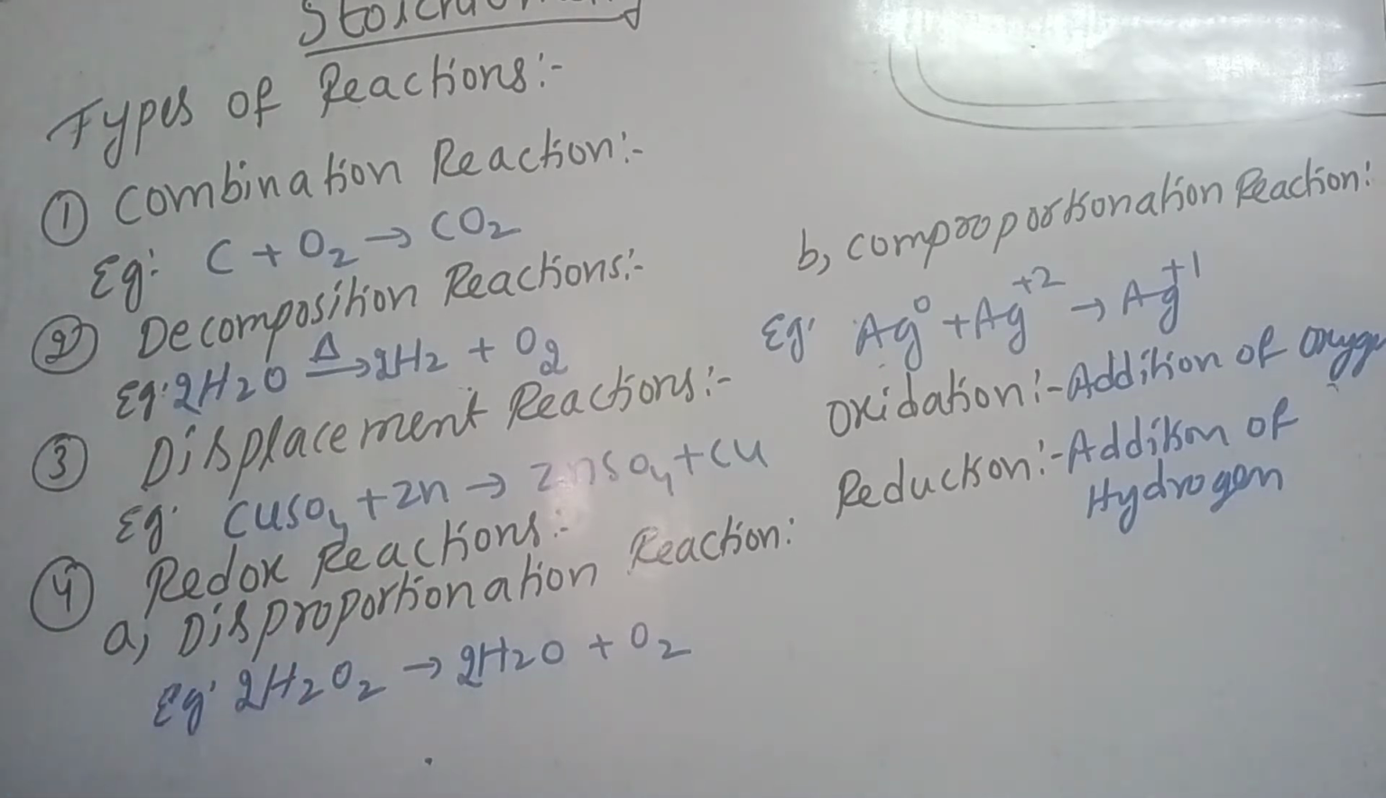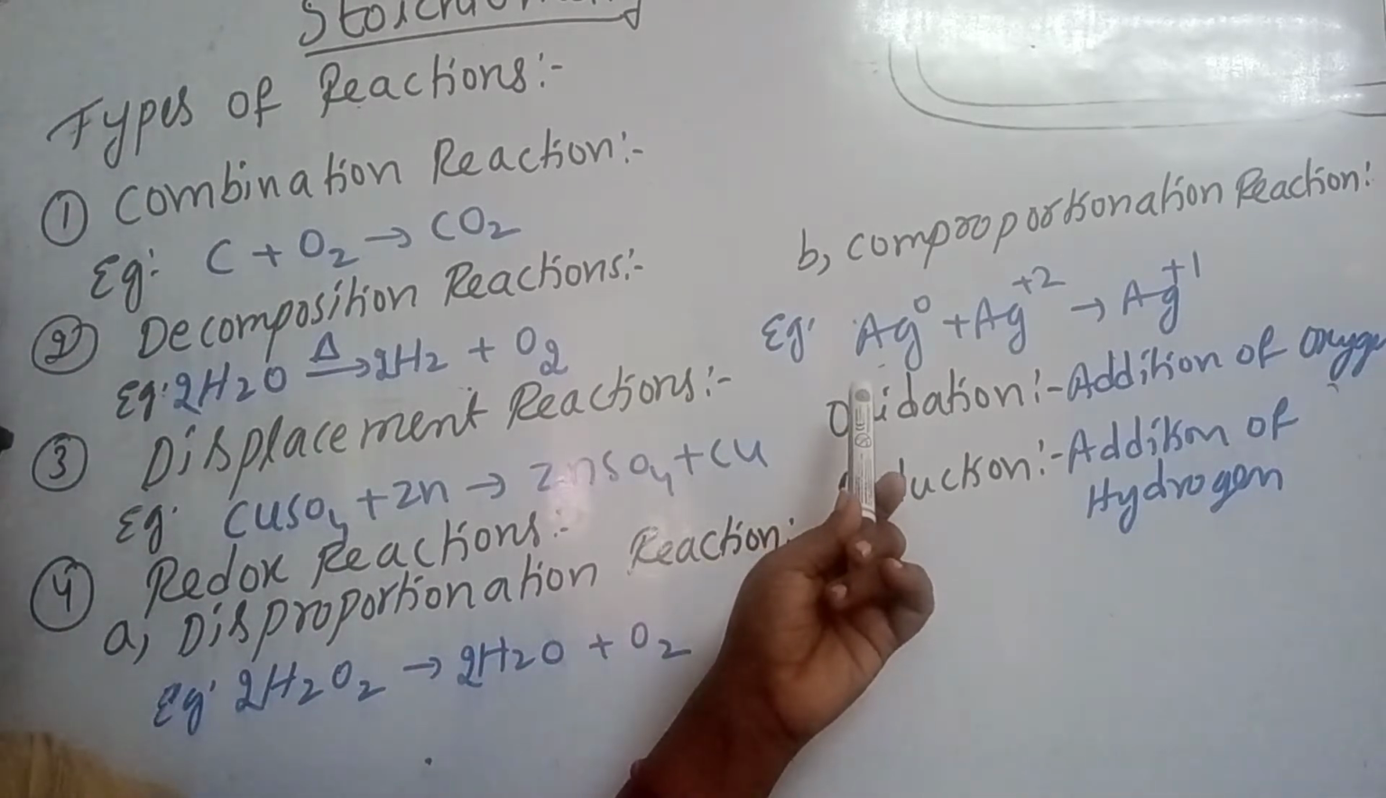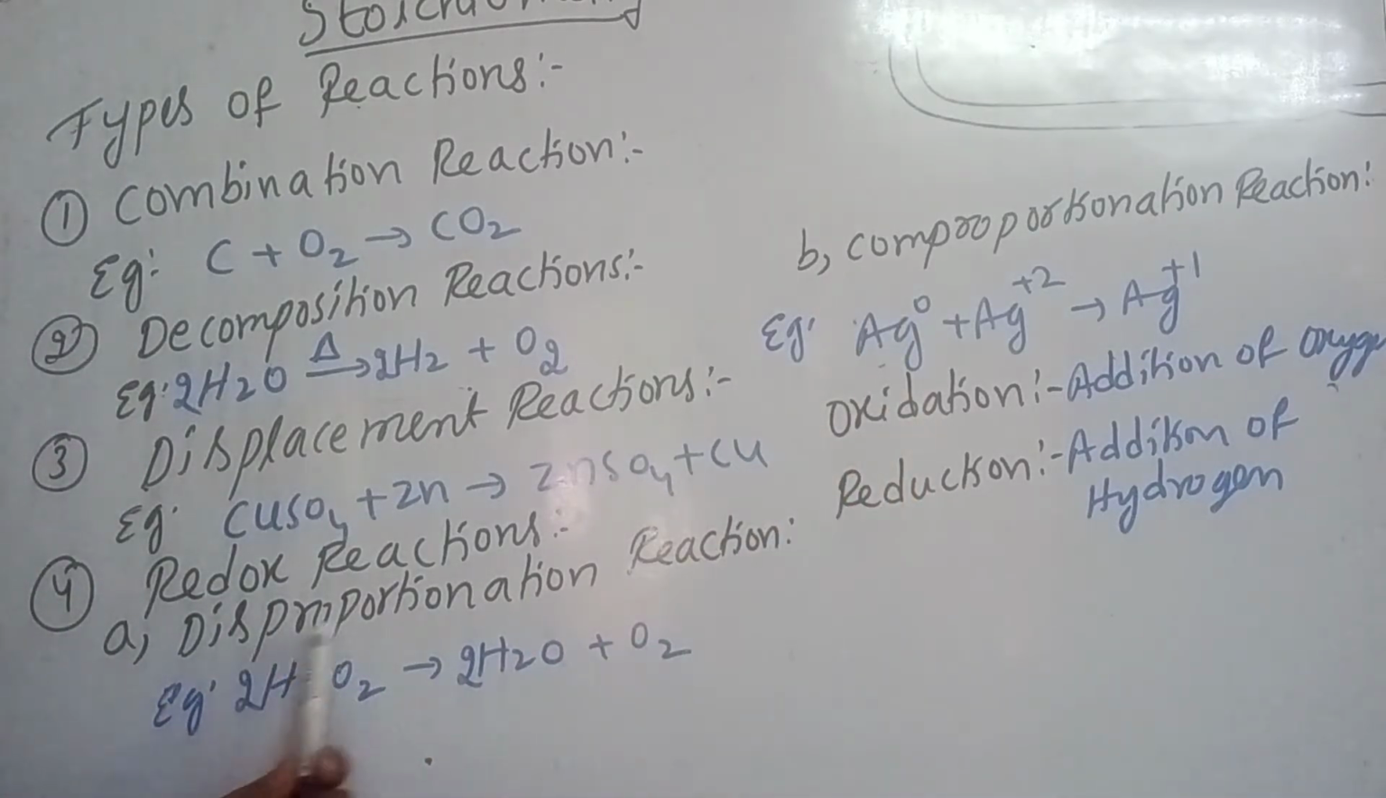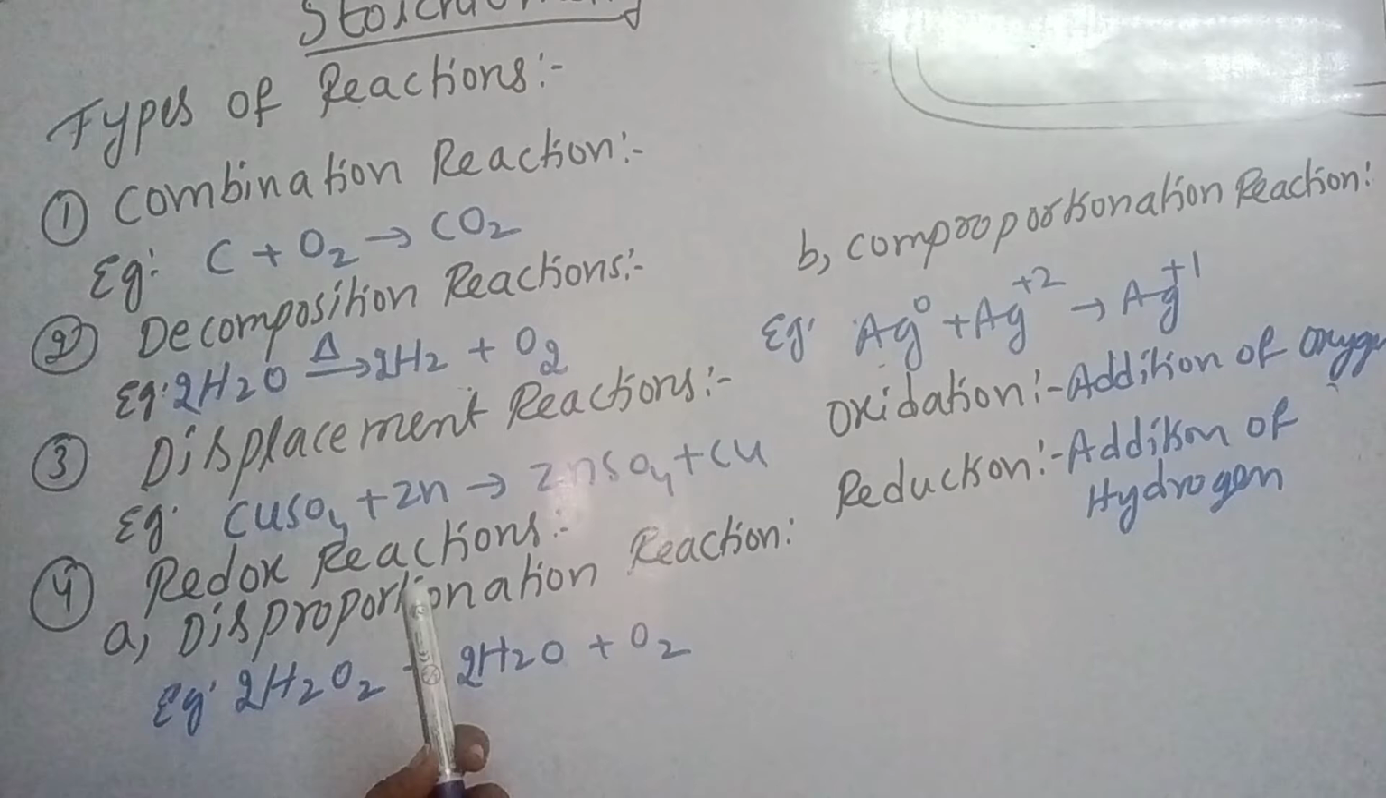And next, redox reactions. Redox reactions are reactions in which both oxidation and reduction take place. Redox reactions are generally of two types. The first one is disproportionation reaction, and the second one is comproportionation reaction. In a disproportionation reaction, the same element in a compound undergoes both oxidation and reduction.